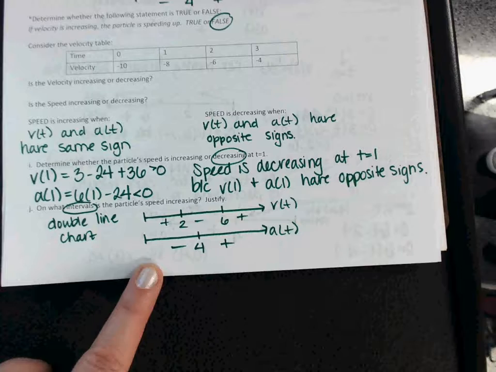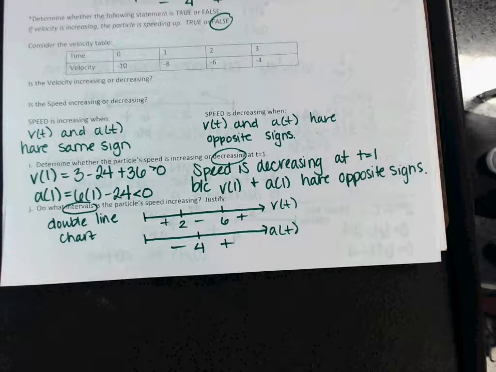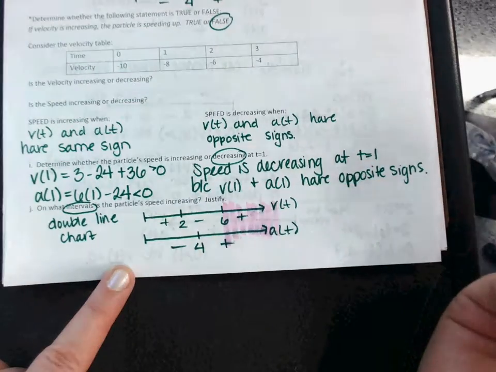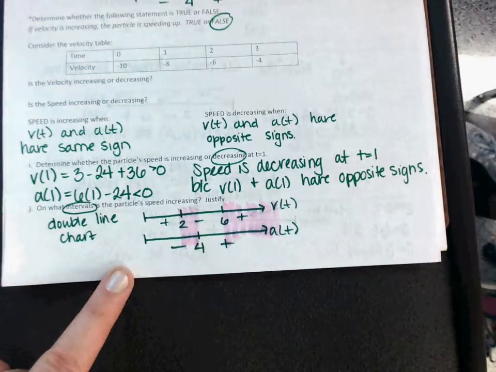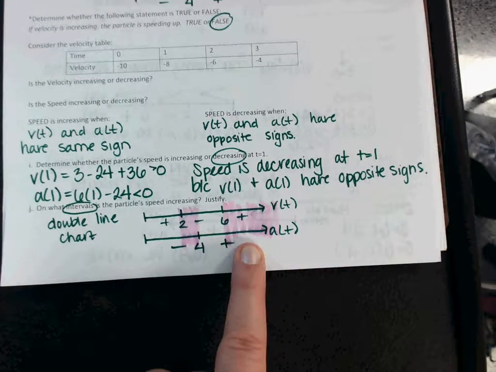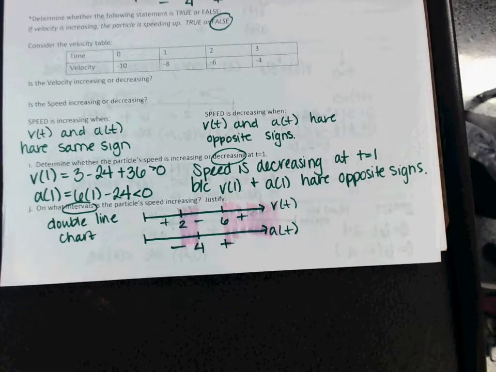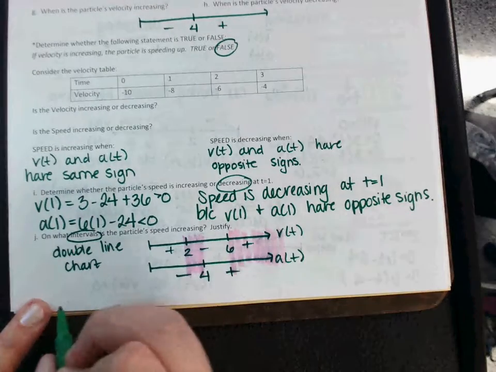If I want speed increasing, what do I want those signs to be? The same. So shade on your number lines where they're the same. What intervals? 6 to infinity and 2 to 4. Now think about it: if these are both positive, my particle was speeding up forward in those cases. But if they're both negative, it was just speeding up going backwards. Okay? So you would say from 2 to 4, union, 6 to infinity.